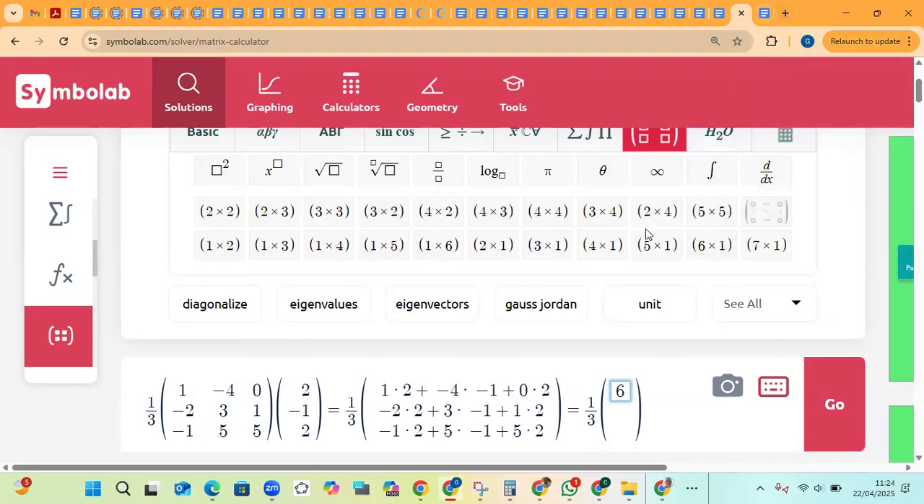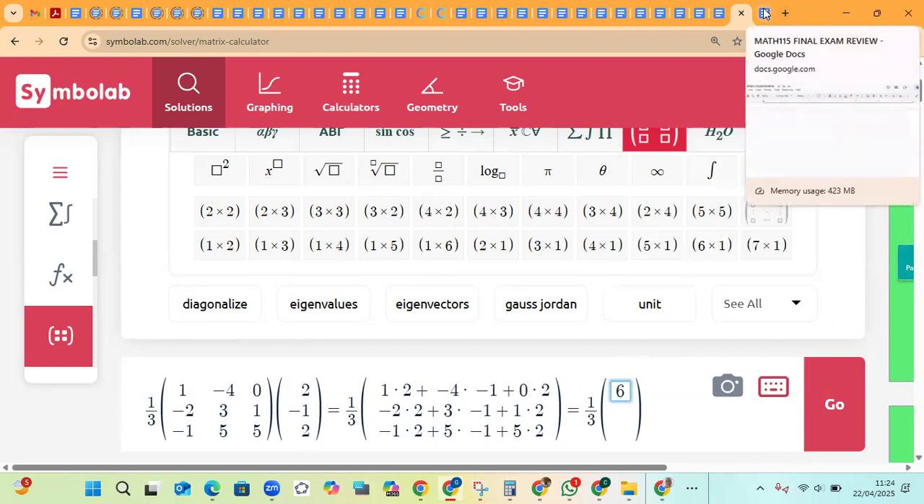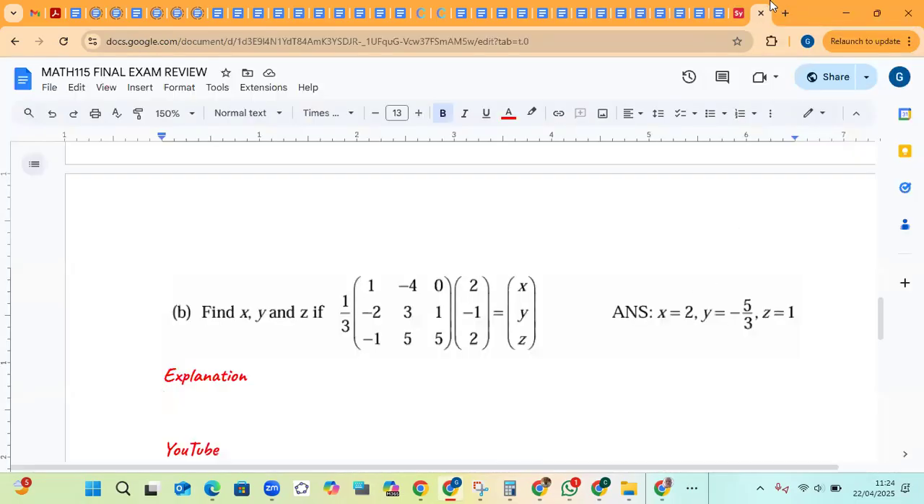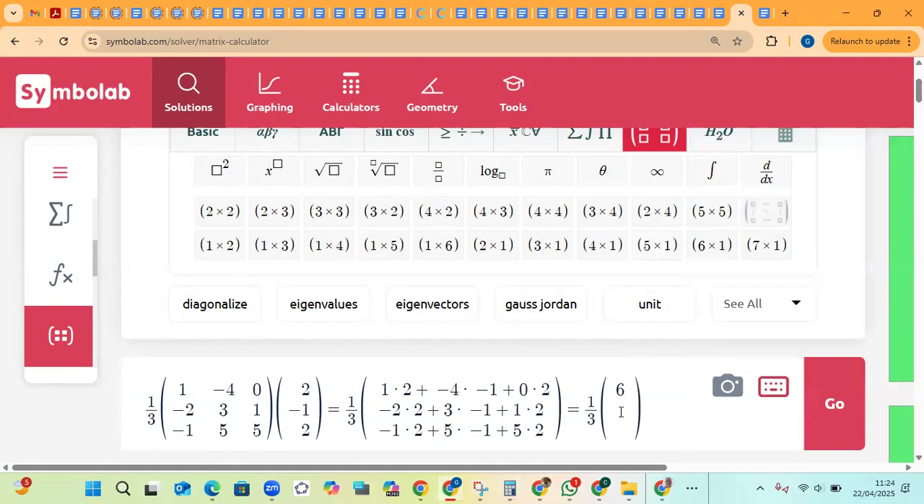Let's just cross check because we have to multiply 6 by a third to get 2. So let's see if we're on the right track. X is equal to 2 already. We're on the right track. But we have to multiply by a third. Yeah, that 6 has to scale down by a third.